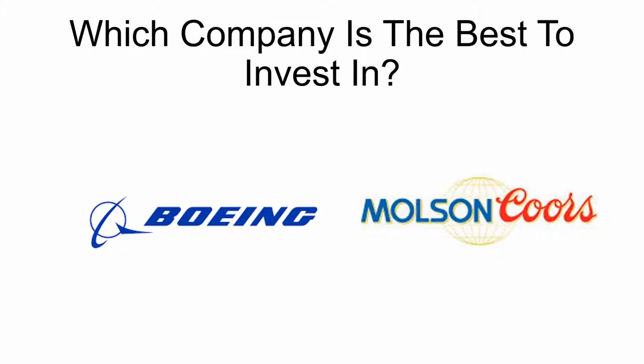So in answering the last question of which company is the best to invest in, or which two companies I'd buy equity in, my answer would be Molson Coors and Boeing. The reason I chose Molson Coors was because of their high profit margin compared to other companies. For the last five years it had a profit margin above 10%, which is really good. Also, it had a high ROA, which showed its efficiency with its assets.